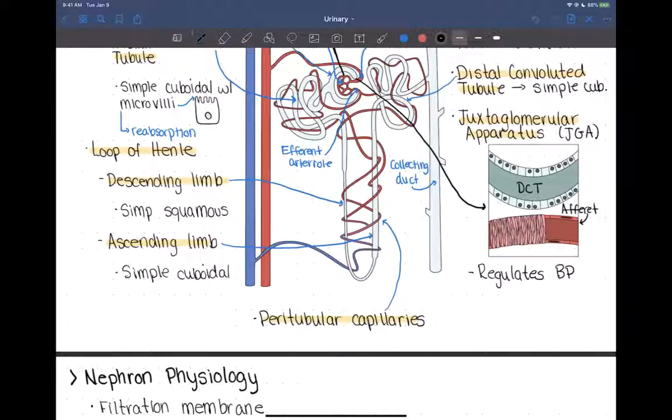Okay, and so together, and we're going to talk about this in a lot more detail with the physiology, they contain specialized cells that are going to detect changes in blood pressure, and they're going to help to regulate that blood pressure, because remember, it's very important for maintaining urine production. So the juxtaglomerular apparatus, made up of the distal convoluted tubule and the afferent arteriole, because that distal convoluted tubule always loops back near that afferent arteriole, and they're going to regulate blood pressure together. Okay? All right, so that's it for this video. In the next video, we'll start on some physiology.